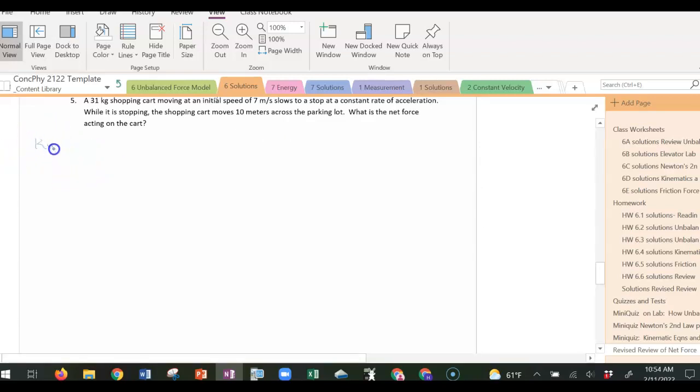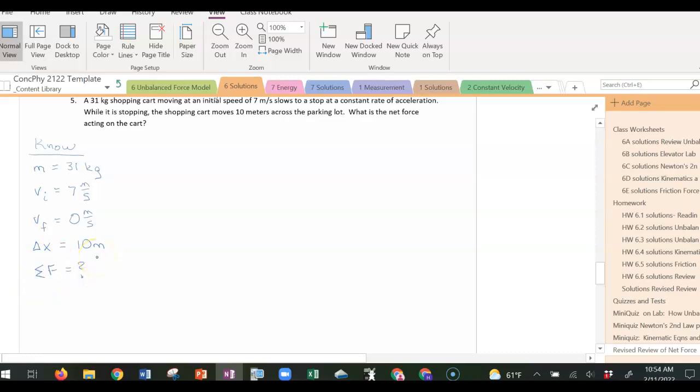So this sounds very much like a situation where I need to use a kinematic equation, because they're giving me things like the displacement and the initial and final velocity. I'm going to make a list of the things that I know. Now I know the mass of the cart is 31 kilograms. Its initial velocity is 7 meters per second. It slows to a stop, so the final velocity is 0. And as it's moving, it has a displacement of 10 meters. Okay, I'm looking for the net force.